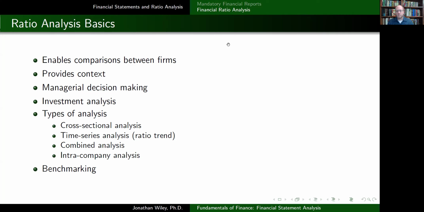Now, a fair part of the time, you're probably going to wind up doing a combined analysis, which is a cross-sectional time series or ratio trend analysis. So here's what that would look like. If I take the ratios of my company over several years, and then I also look at my main competitors over several years, now I have a cross-sectional because I have my company and my competitor, but I also have a trend because I have multiple years. So that would be a cross-sectional trend analysis, and that would therefore be a combined analysis. Now, there is another type of analysis, which is intra-company analysis.